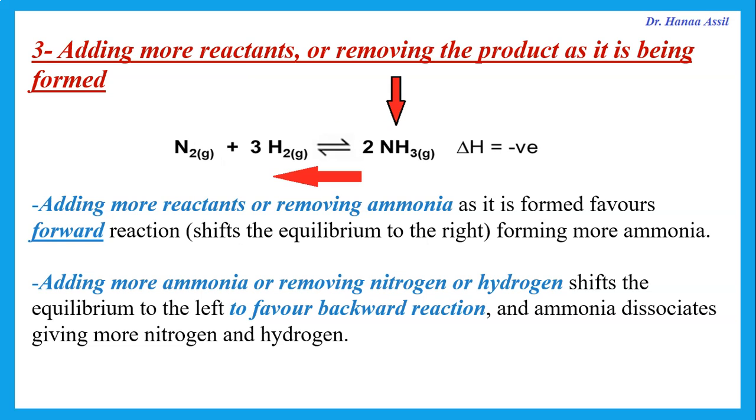What if I add ammonia to the reaction? If we add products, then the reaction goes back. This favors the backward reaction because the ammonia will be too much and it would want to use it up to return to the original concentration. So adding products causes the reaction to move backward, and that means the ammonia breaks up to give more nitrogen and hydrogen.